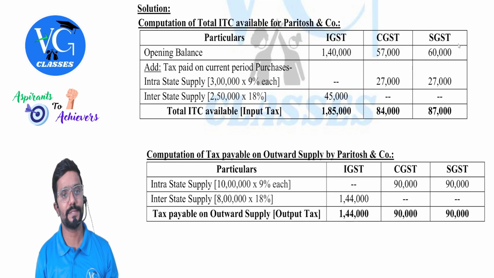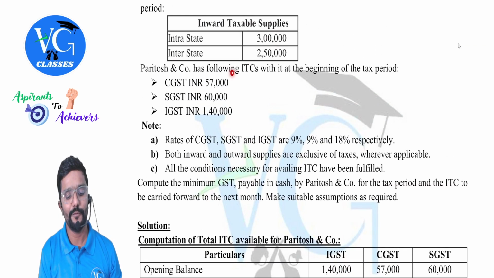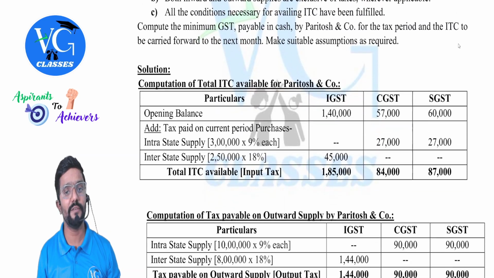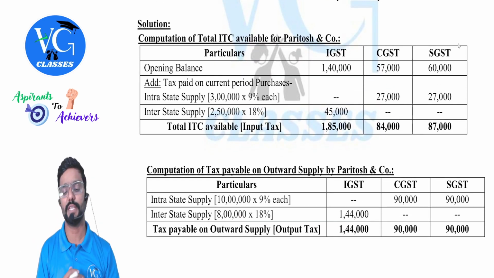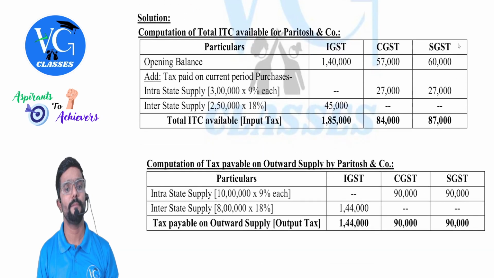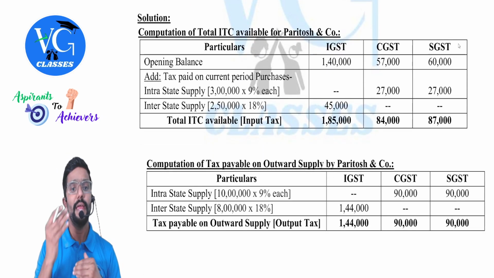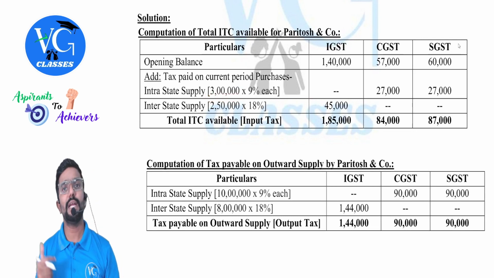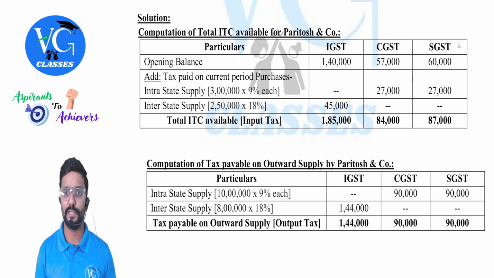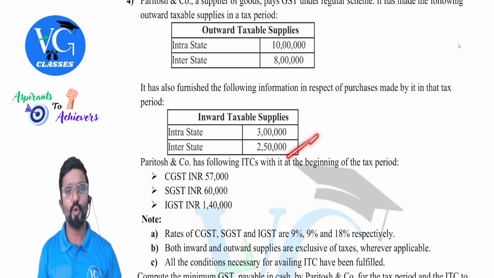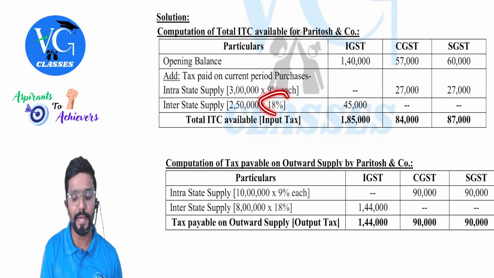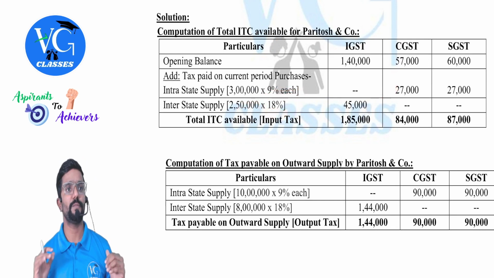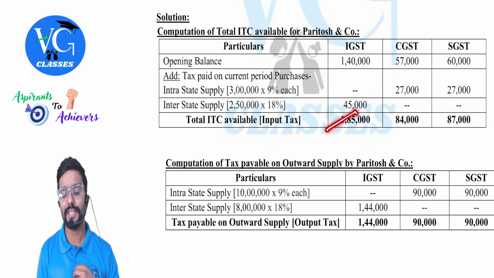Chalo, first input tax. Opening balance is already there, which is given to you, 140. Please go in the order. I am first putting which column? IGST, then CGST and SGST. So how much credit is there opening? 140, 57 and 60. Is it the right figures? Yes, sir. Then in the current period, there are purchases. Intra-state supply how much? 3 lakh. On that 9% each CGST, SGST. So 27, 27. Then there is also an interstate supply. How much, sir? 2 lakh 50. On which IGST has to be computed at 18%, which comes to 45,000. So what is the total credit available? 185 IGST, 84 CGST, 87,000 SGST.